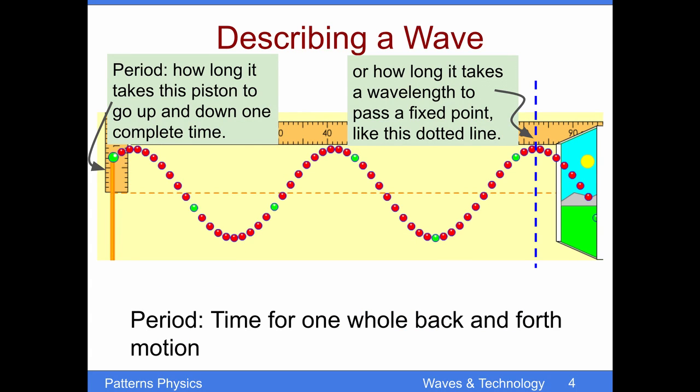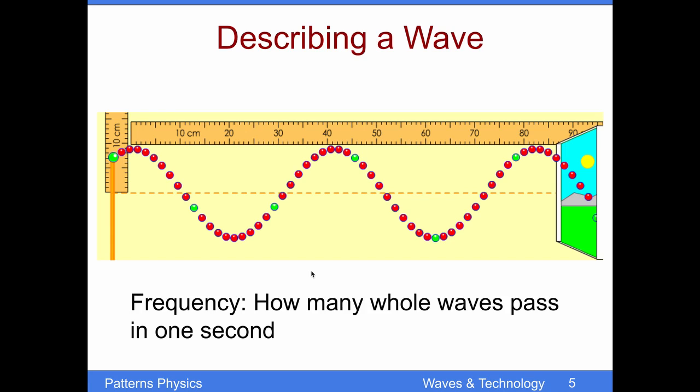The period, the time for one whole back and forth motion. In other words, when you're looking at the simulation, the time it takes this piston to go up and down one complete cycle. Another way to look at it is how long it might take a wave to pass from one crest to the next crest, past some fixed point, like this dotted line.